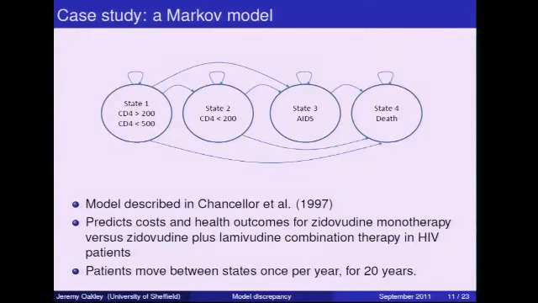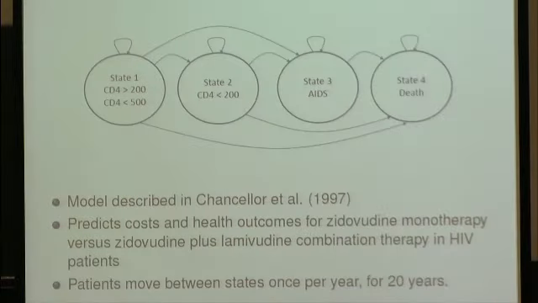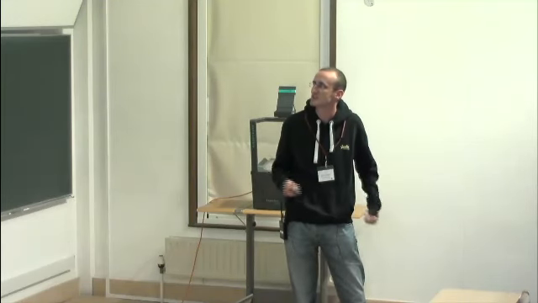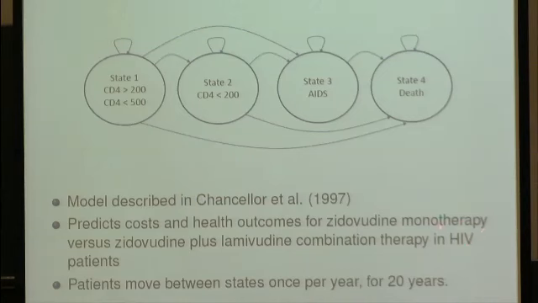So here's an example model I'm going to use. It's quite old, so this is really just for illustration now. But these sorts of models are very common in health economics. They have a Markov model, and the idea is you have different health states, and you have a population of patients who, from period to period, move between the health states. So this is looking at treating HIV patients. We're going to compare two treatments, which I'll just refer to as monotherapy and combination therapy.